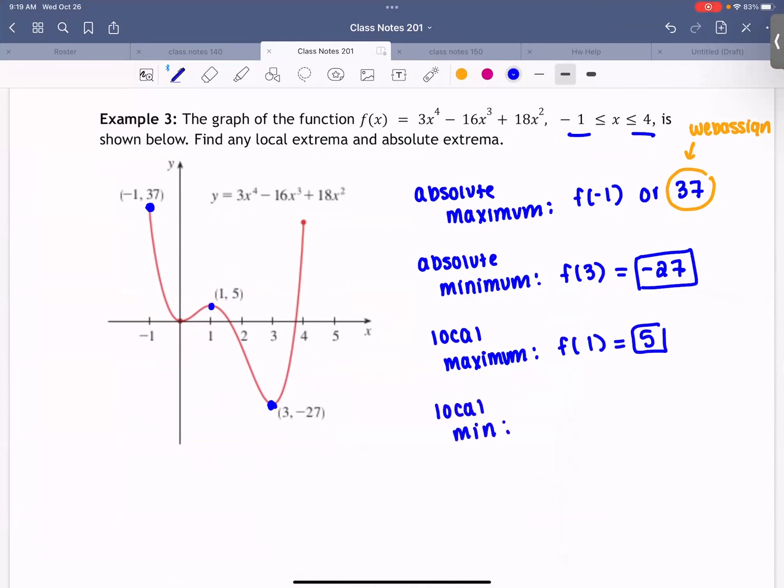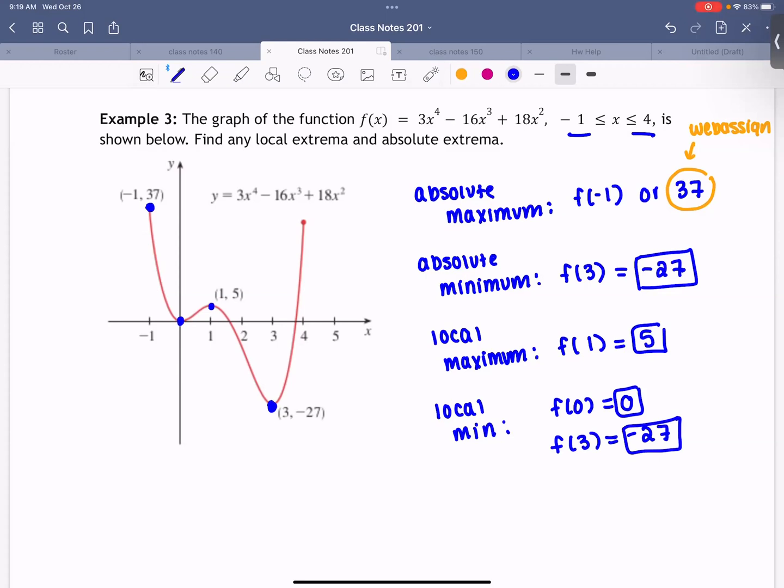What's my local mins here? 0, f of, oh yeah, I didn't even think about that one. Well, I didn't write that one down in my paper, but yes. Looks like f of 0, which is 0, is a local minimum here. And it seems like we have another one over here, f of 3, right? I can't believe I missed that one in my notes. Wow. All right.